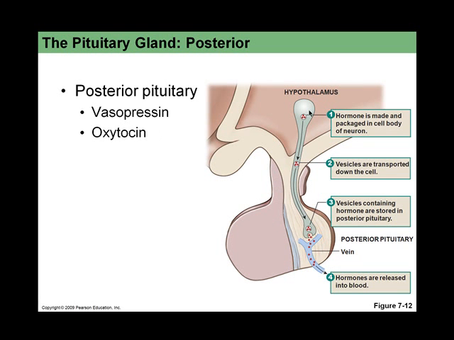So the posterior pituitary, we'll see in a series of slides to go through this. There are two hormones, the vasopressin. What was the other name for vasopressin? ADH, which stands for antidiuretic hormone. Very good.